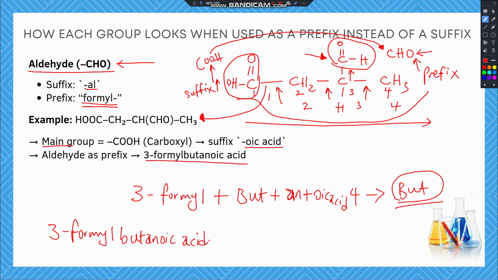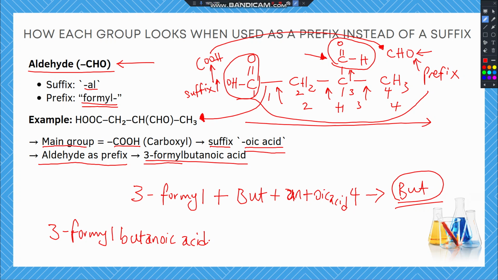The main functional group is this carboxylic acid over here. That's why we use the suffix oic acid. And then the aldehyde was treated as a prefix. That's why we have 3 formyl. I'm sure you saw how this was named.